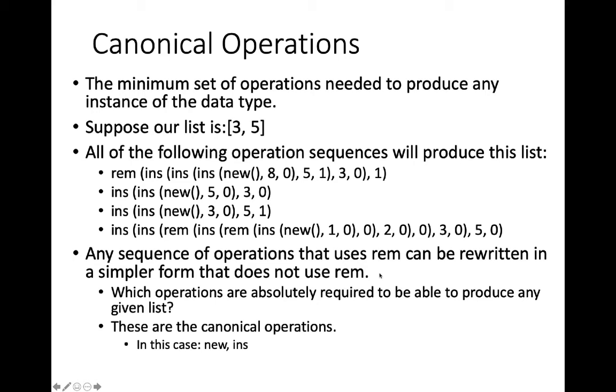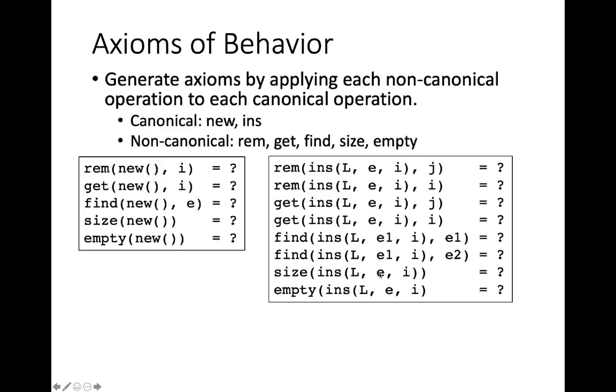Once I've identified my canonical operations, I can start to define axioms of behavior. Now this is basically theorem proving. You can start to prove different theorems about lists by defining what the result of combinations of operations is. The first axioms you start with are by applying the non-canonical operations to the result of each of the canonical operations. So the fundamental canonical operations, I just have to have them.